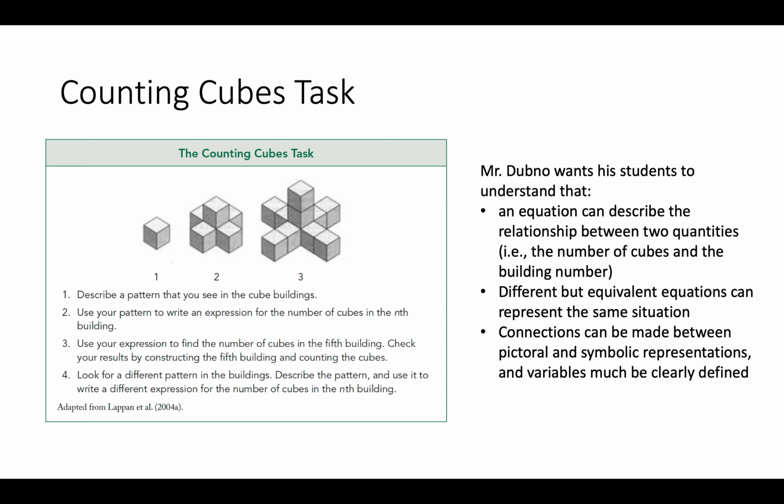His goal for this task is he wanted his students to understand that an equation can describe the relationship between 2 quantities, in this case the number of cubes and the building number. We're calling these towers buildings. That's how he referred to them in the video. He also has a goal that he wants different but equivalent equations. He wants the students to understand that different but equivalent equations can represent the same situation, and that connections can be made between pictorial and symbolic representations. And to do so, variables have to be clearly defined. So those are his big goals.